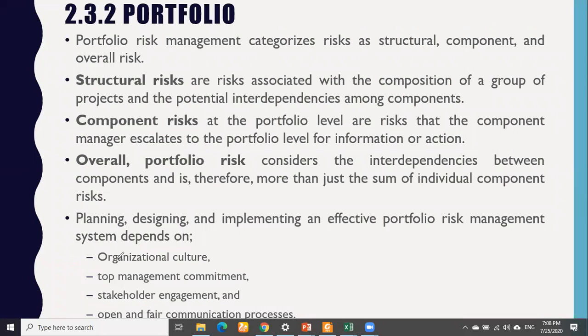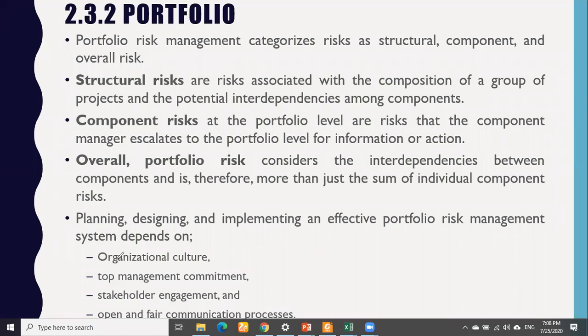So this attitude and appetite will create an overall organizational culture, whether they are risk averse or risk takers, etc. Then top management commitment: it totally depends on the top management commitment. Keep in mind, you cannot implement any policy if there is no good commitment from the top management, right?